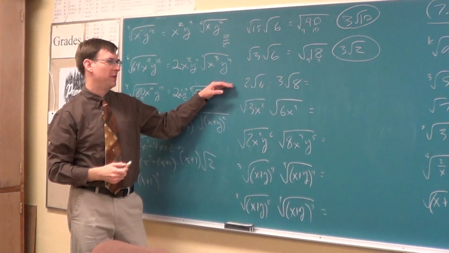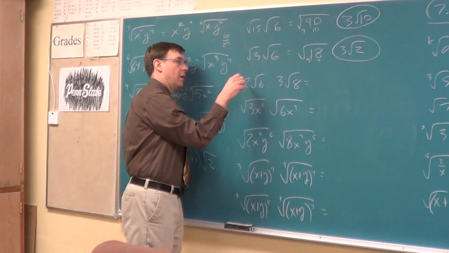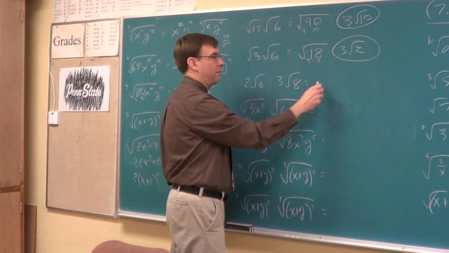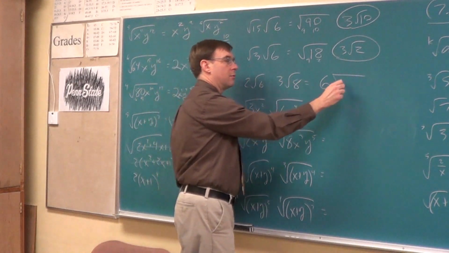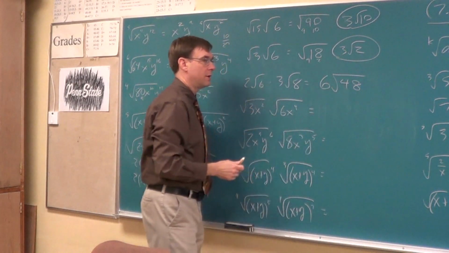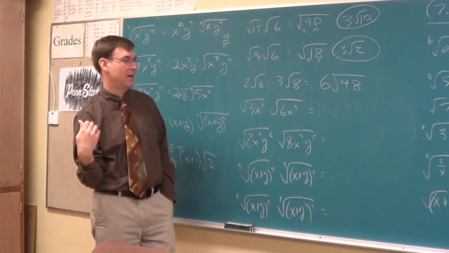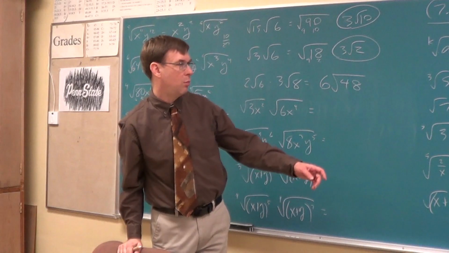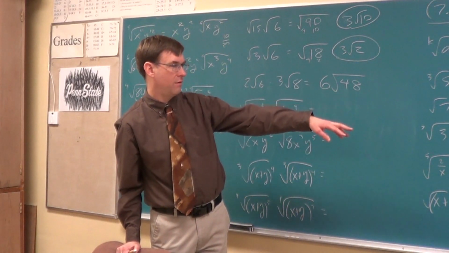What do you think about this one, temporary? 6 root 48. Agreed. The coefficient multiplies the other coefficient, make a new coefficient. And then 6 times 8, the radicands multiply to make 48. Is it 48 like yesterday? No, most of them aren't like yesterday.